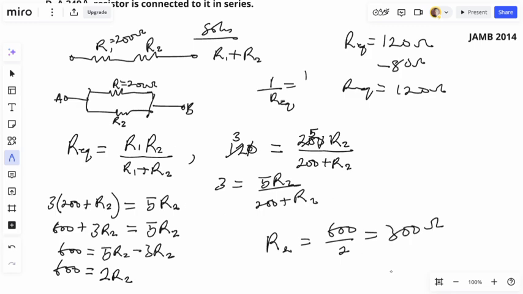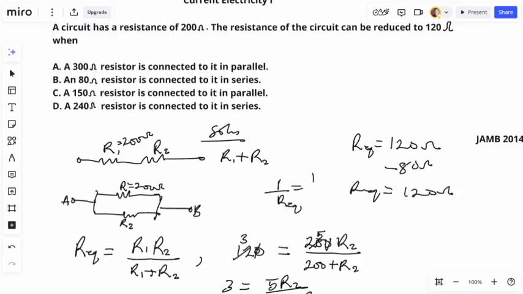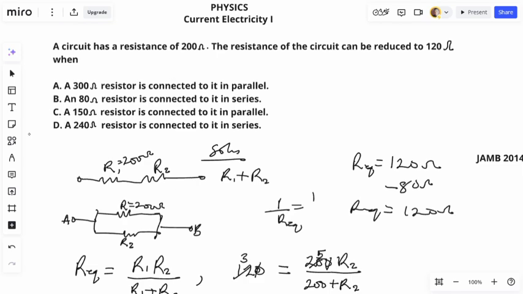So if you connect a 300 ohm resistor in parallel to a 200 ohm resistor, the equivalent resistance, or the effective resistance, will be 120 ohms. So what is our answer there? Our answer is option A. Thank you.